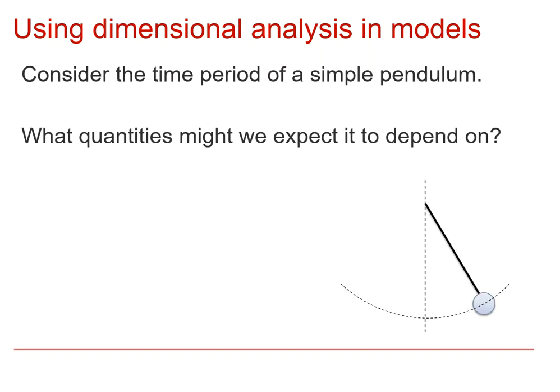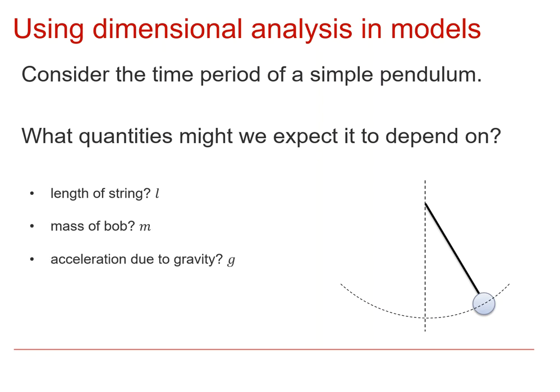So we're going to look at one very nice example of this. We're going to think about the time period of a simple pendulum. Firstly, we need to think about what we think that might depend on. You might want to pause the video and think about this yourself as well. Alright, so if you've had a bit of time to think about that, perhaps you think it might depend on the length of the string, on the mass of the bob, on the strength of the gravity, and maybe on the angle from which it's released. Alright, so we're going to think about those four things initially.